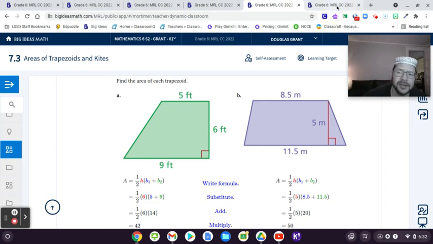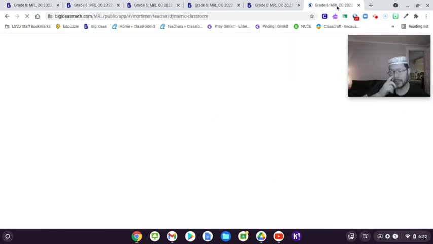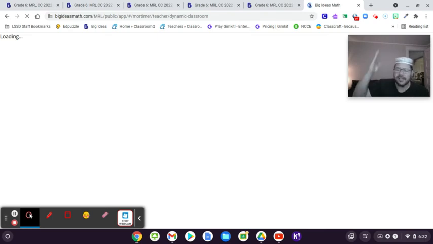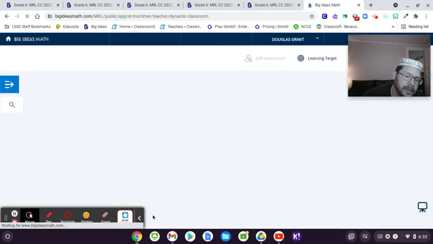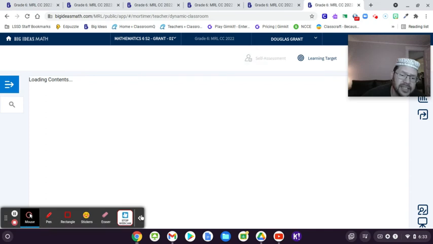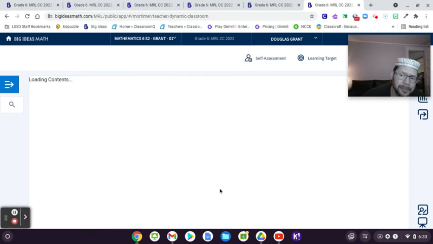And then the last thing we're going to go over is how to do composite shapes. Now, composite shapes are shapes that are made up of shapes that we have done. So we've done squares, rectangles, parallelograms, triangles, and now we've done trapezoids and kites, which are basically just triangles. So sometimes you're going to have shapes like this one, which is taking forever to load. Great.